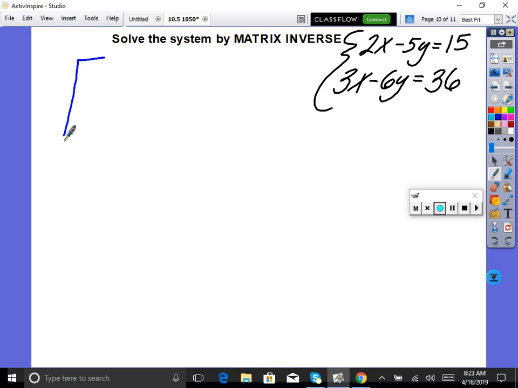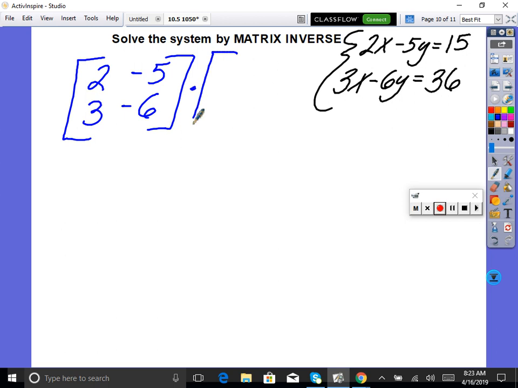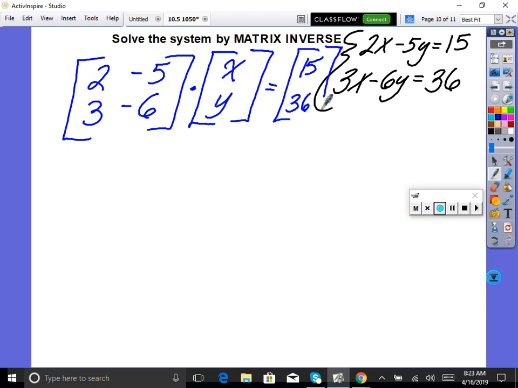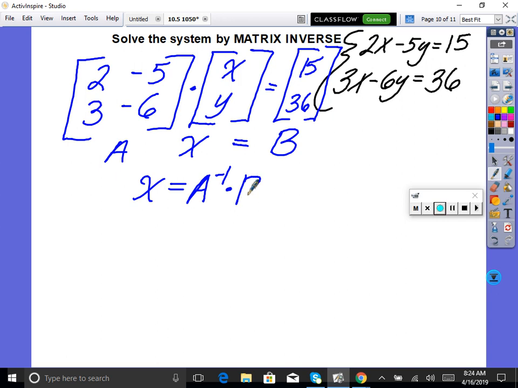So remember, you do your coefficients, which are 2, -5, 3, -6, and then we'll be timesing that to, isn't the first column here X? So X, second column Y, and then that's equal to 15 and 36. There is your matrix equation. Now look, this is matrix A, this is our X matrix, our variable matrix, is equal to B. So we just learned that it's going to be X is equal to A inverse times B, right?